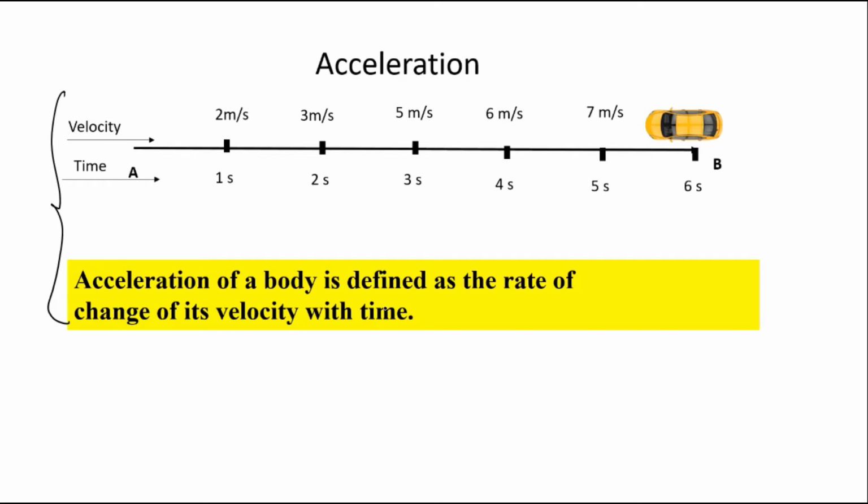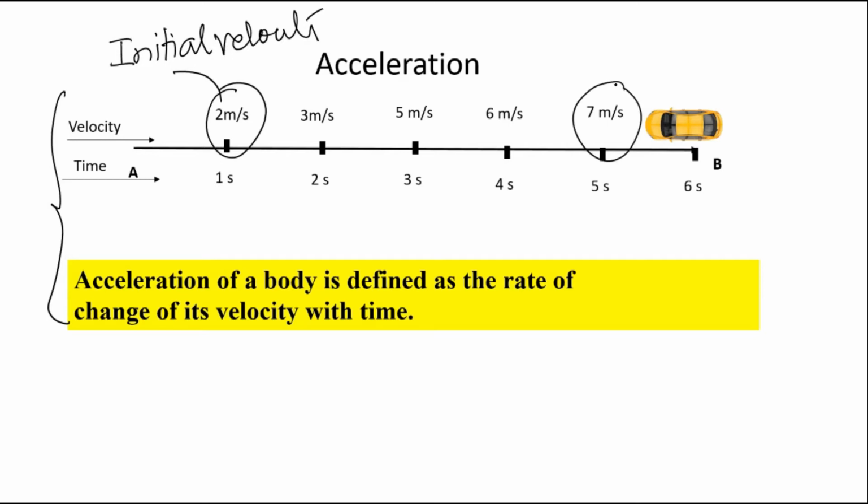So how do we find the acceleration? Simple. This is the initial velocity. Please remember, initial velocity. And what is this? This is the final velocity. So please have your attention here. Initial velocity is given the symbol small u. This is a very important part of this video tutorial. And final velocity is small v.